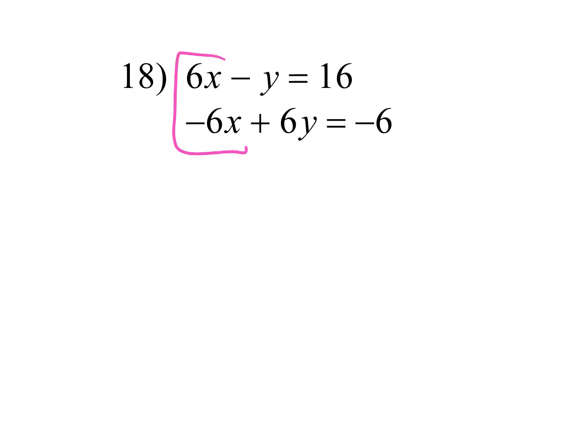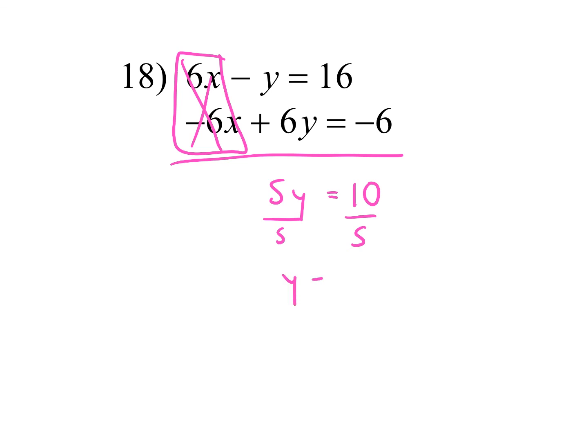I have to say something. The x's, so I'm going to cancel them. So what is negative y plus 6y? 5y. And what's 16 minus 6? 10. What do I have to do next to solve for y? Divide by 5. So what does y equal? 2. How do I find x?